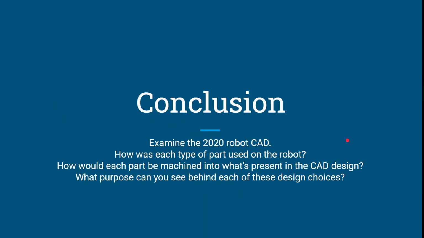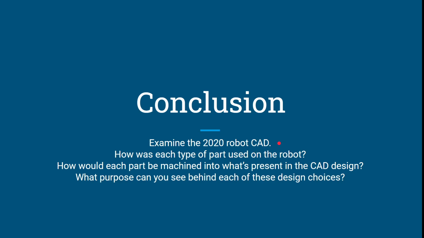All right, so concluding, and now we're going to do a bit of an activity. We're going to examine the 2020 Robot CAD, which shouldn't take more than like 5 minutes. We're going to go to Onshape and examine the CAD, trying to keep this grounded in reality to show how each type of part is used on the robot. So how would each part be machined into what's present in the CAD design?